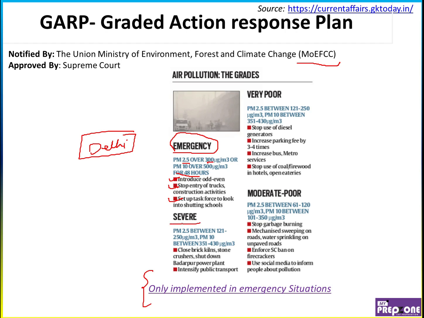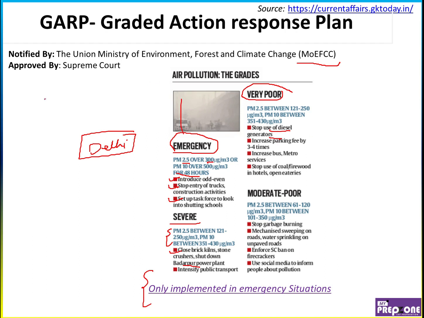If this is falling into severe category and the category is listed here that PM 2.5 is between 121 and 250 and PM 10 is between 351 and 430, then you close all the brick kilns, stone crushers, and you shut down power plants, especially this Badarpur power plant. The intensity of public transport is also something that you need to increase so that people can use it. Now how do you increase it? So they talk about that if it is very poor, then you stop use of diesel generators, you increase parking fee by 3 or 4 times. It is nothing but the measure to restrict people or anybody from polluting the environment all the more.